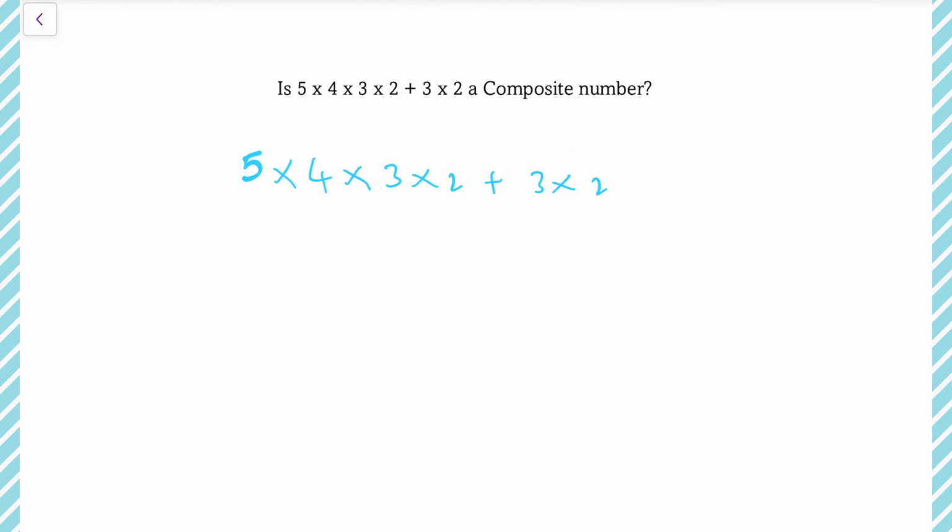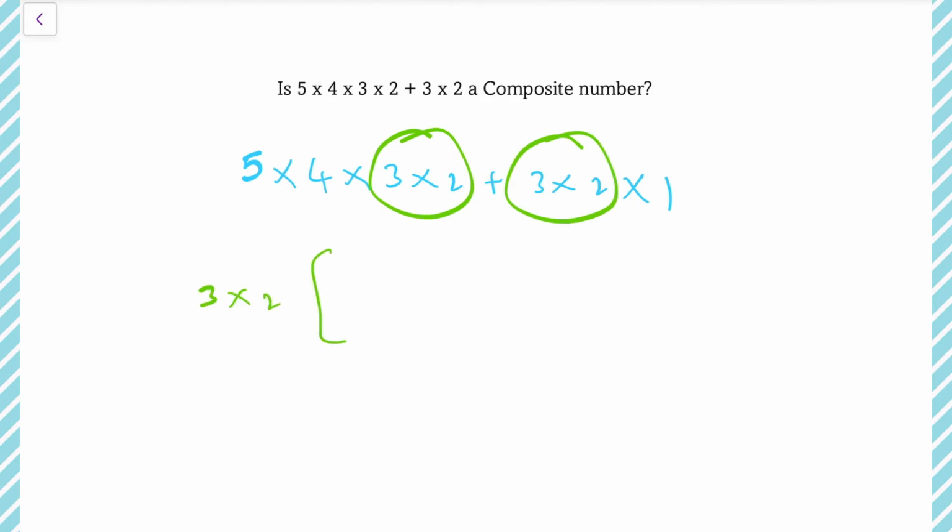So to avoid any confusion in the next step, this 3 into 2 I am writing as 3 into 2 into 1. Now if you observe again, 3 into 2, 3 into 2 are common, right? So let us take 3 into 2 common. So 3 into 2. Then here, 5 is extra, 4 is extra. So write those extra numbers, 5 into 4 plus. Then in the second term, 3 into 2 we already took common, right? Then the remaining is 1. So write that 1 here.